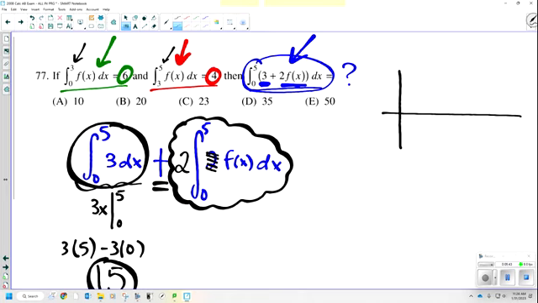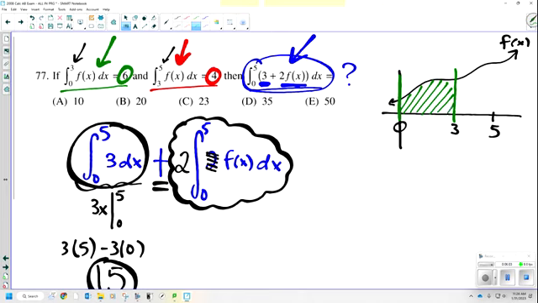Let's say it looks like this. This is f of x. Here's 0 to 3, I have one integral, and then I have another integral that goes from 3 to 5. My integral in green goes from 0 to 3, so it's all this.